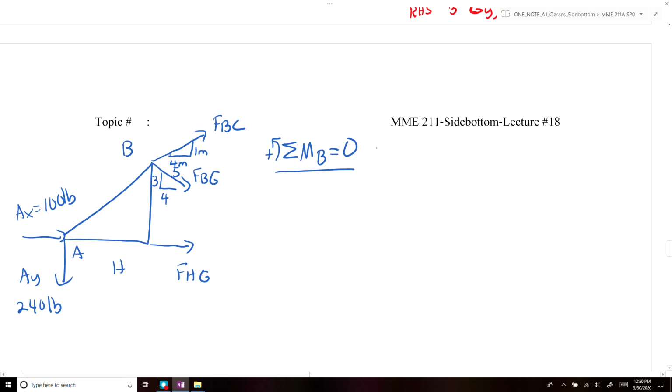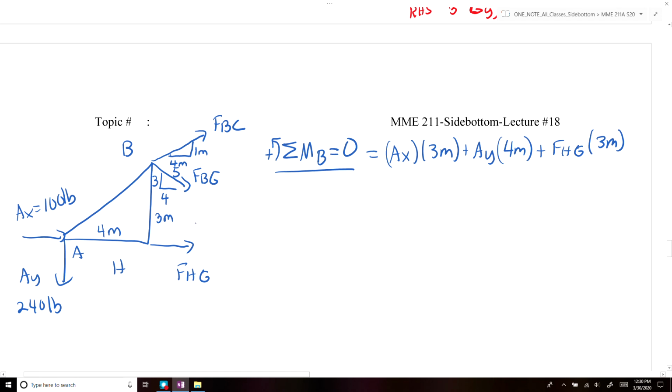Therefore, we can say that the moments about B would be equal to A_x times 3 meters plus A_y times 4 meters, and then plus F_HG times 3 meters. All right, this is 4 meters here, this is 3 meters here. So that's where the moment arms are coming from here.